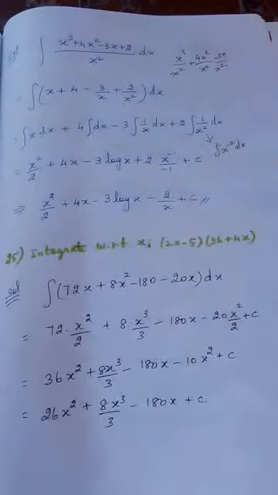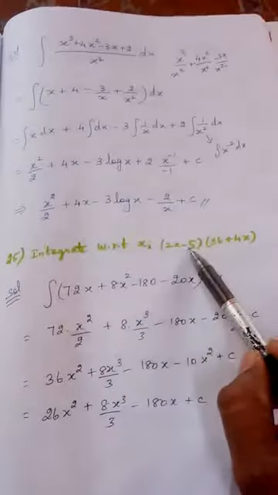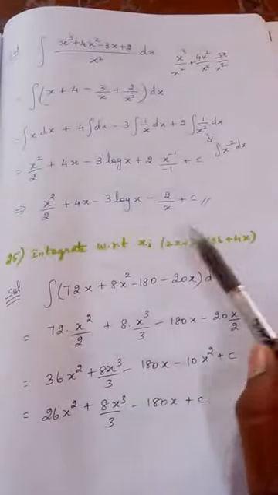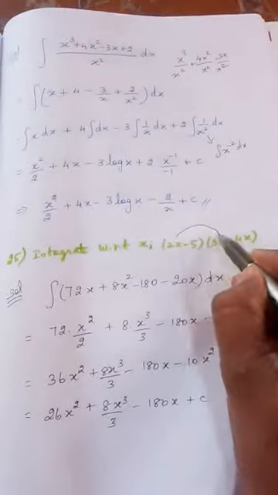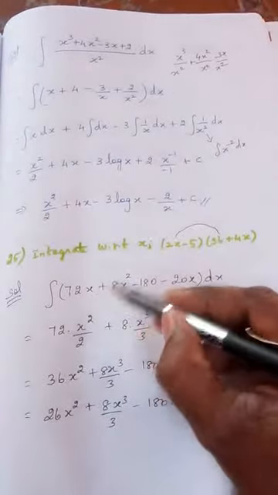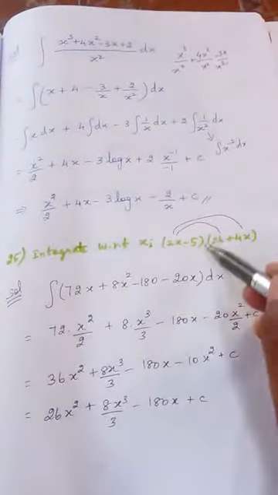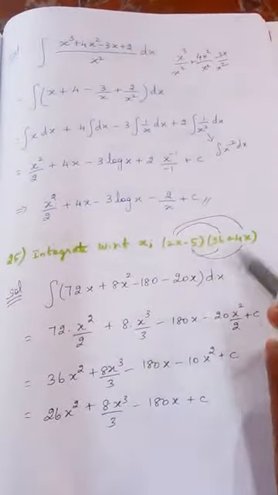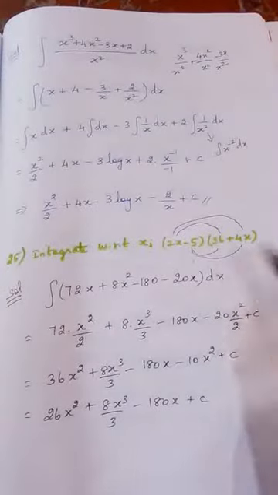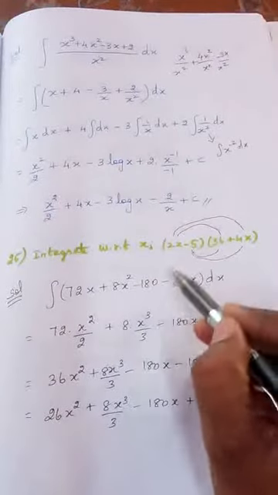We can even see one more example for the first type, integrate with respect to x. This is the function given. So in the integration, first I am multiplying this function. 2x is taken to 36, 72x. Then 2x is taken to 4x, 8x square. Minus 5 is taken to this, minus 180. Minus 5 is taken to this, minus 20x and dx. Now see, this can be split into 4 integrals.